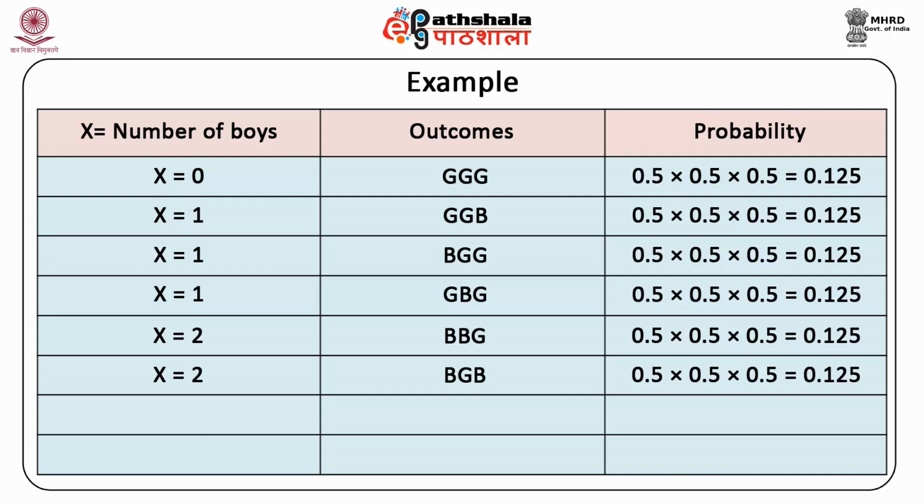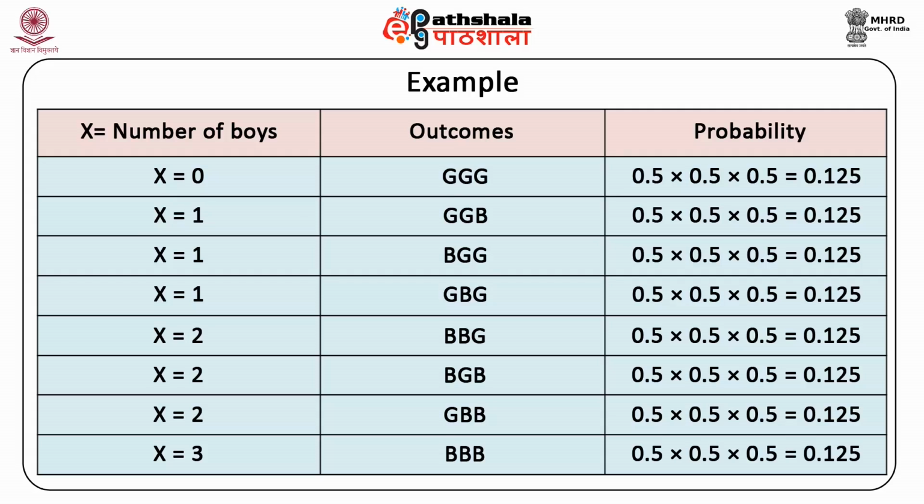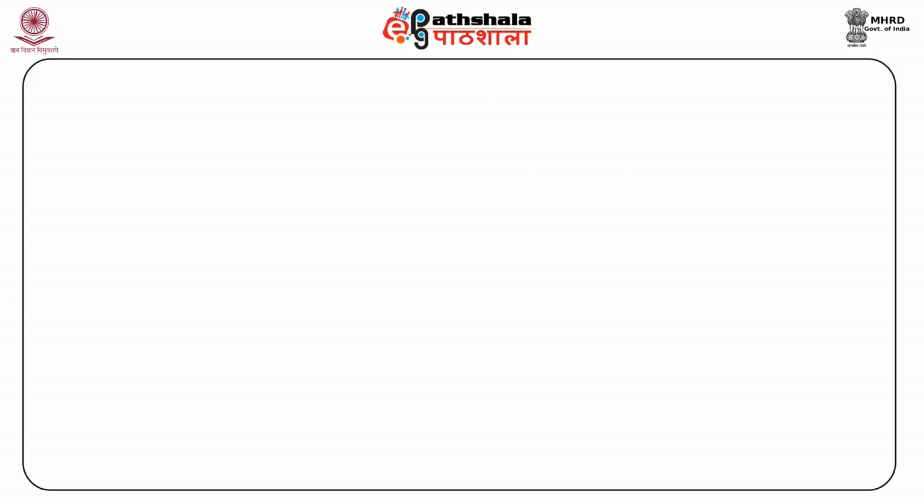When x is equal to 2, the next possible outcome is GBB, which is equal to 0.5 into 0.5 into 0.5 equal to 0.125. When x is equal to 3, no girls in the house, then the outcome would be BBB, again equal to 0.5 into 0.5 into 0.5 equal to 0.125. Moving on to probability mass function.